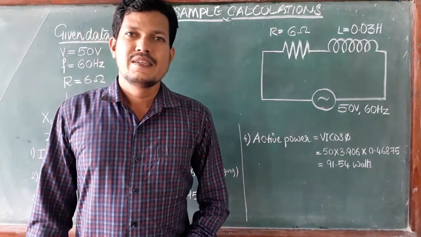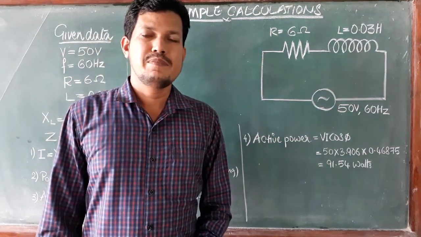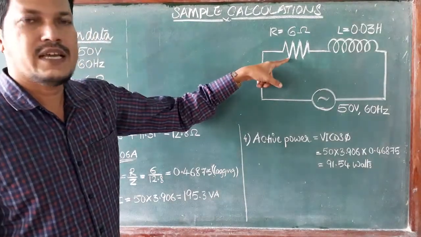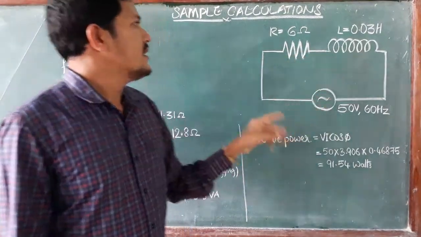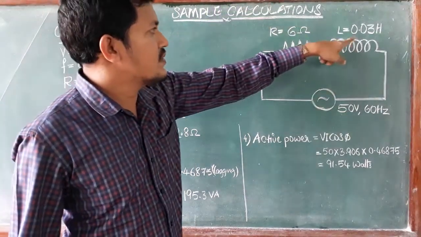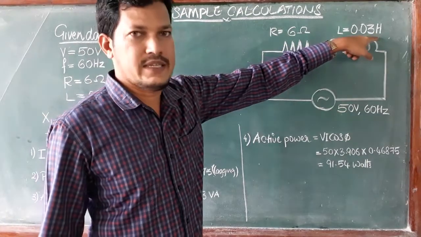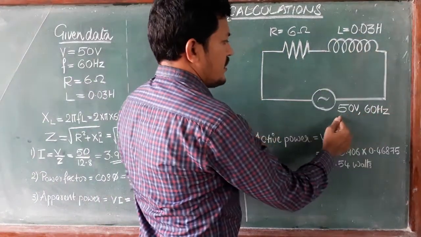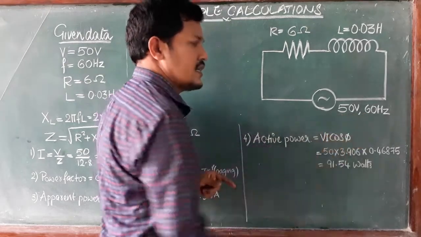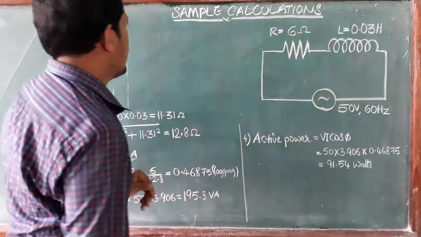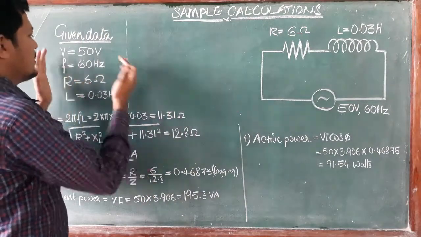Welcome. In this video, I am going to explain a simple problem which consists of a series combination of a resistance and an inductor. Here the combination has a resistance of 6 ohm and an inductance of 0.03 Henry. This series combination is connected across a 50 volt, 60 Hz supply. So in this problem, the given data is written here.